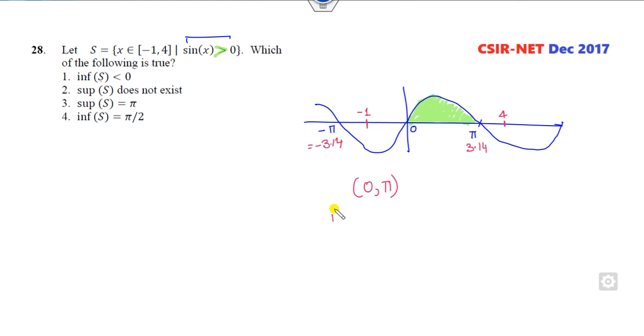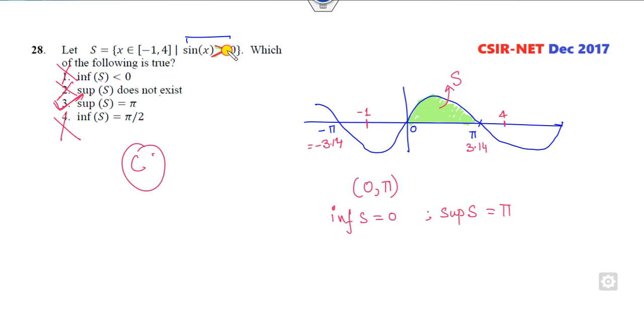So what is the meaning of that? The infimum is less than 0? What is the infimum of S? 0. The supremum of S is pi. So the first option is cancelled. Supremum does not exist, cancel out. Supremum is pi, fine. Supremum is not equal to, so the right answer is my C. That's a very simple argument. So this is my set S because it's greater than 0.